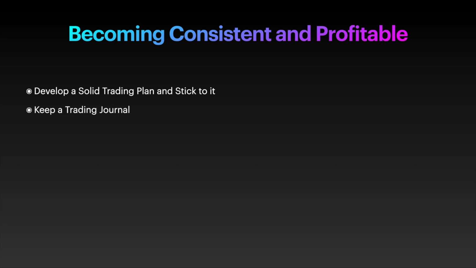The next thing is to keep a trading journal. You have to be able to collect data on yourself. The best way to do this is to get a trading journal. It's going to allow you to track your progress and identify areas for improvement. This is how you become a better trader.